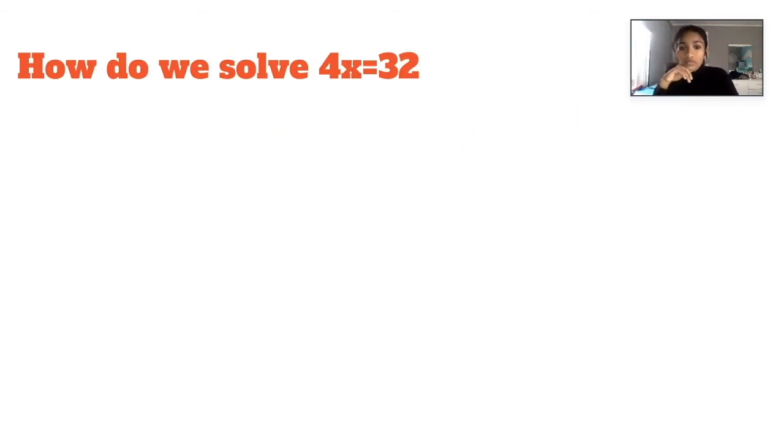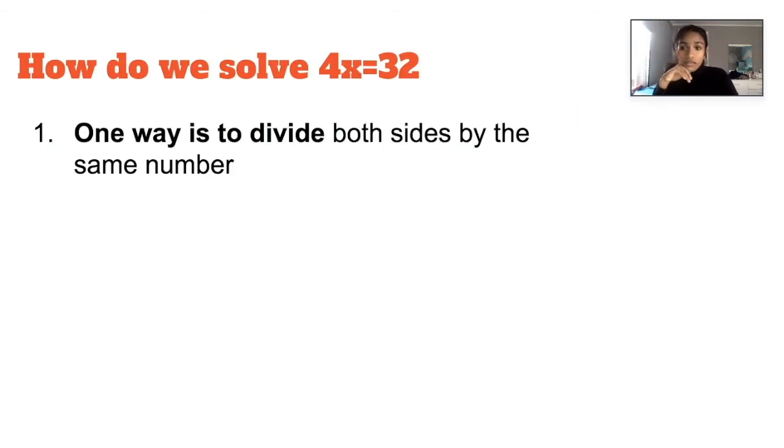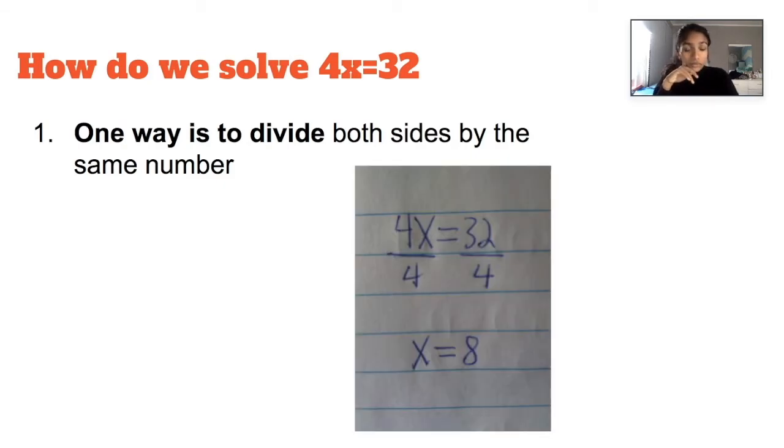How do we solve 4x is equal to 32? Our first way is to divide both sides by the same number. We have 4x is equal to 32. We divide both sides by 4 and we get x is equal to 8.